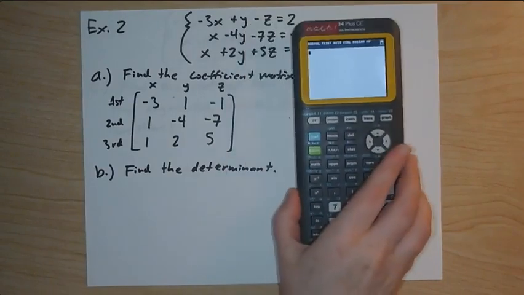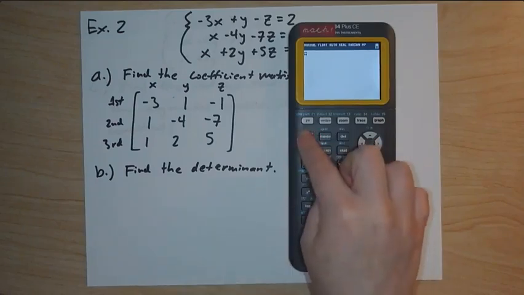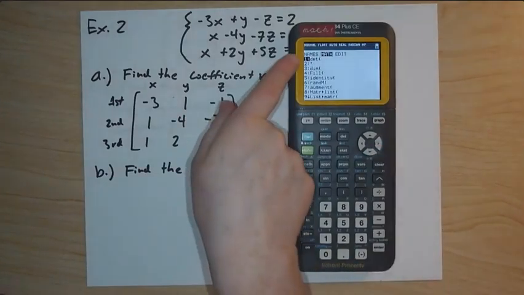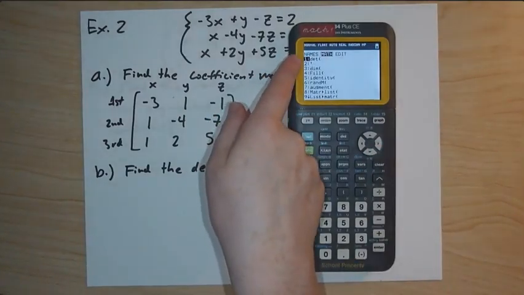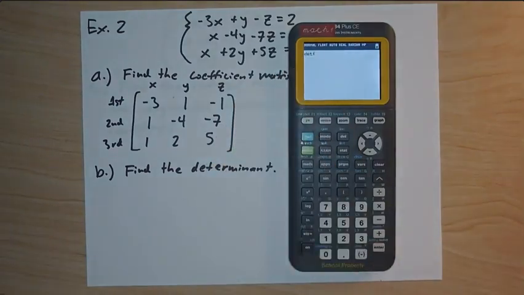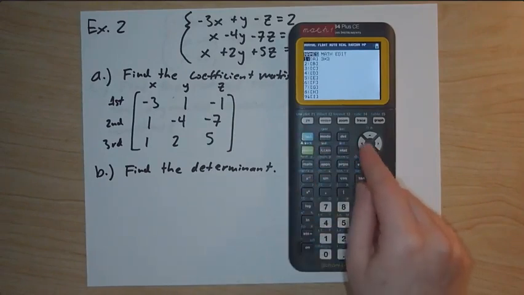And we want to find the determinant of this. So we're going to go back into our matrix menu, so second x to the negative 1, scroll over to our math tab. The first option is where it says DET in parentheses, that stands for determinant, press enter. We need to enter the matrix to find the determinant of, so second x to the negative 1 to go back into our matrix menu.